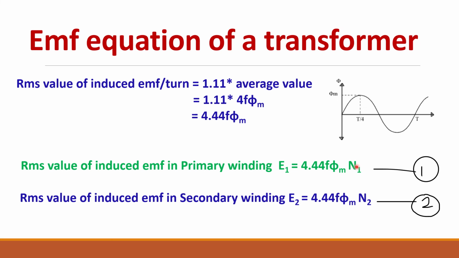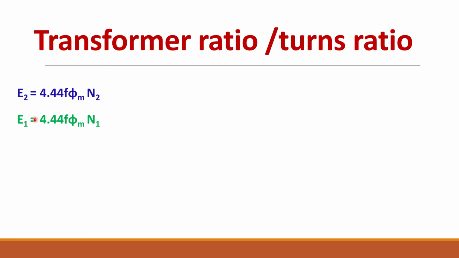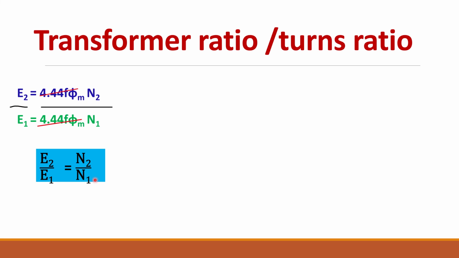Okay, so you got two equations now, E2 and E1. Let us divide these two. If you divide these two, you can cancel the common terms. So it will become E2 by E1 equal to N2 by N1. This is actually called the turns ratio or transformation ratio or transformer ratio. Different notations are used. Sometimes a small k is used, or a small n, or a is also used. So the transformation ratio K is given by N2 by N1, which is nothing but equal to E2 by E1.